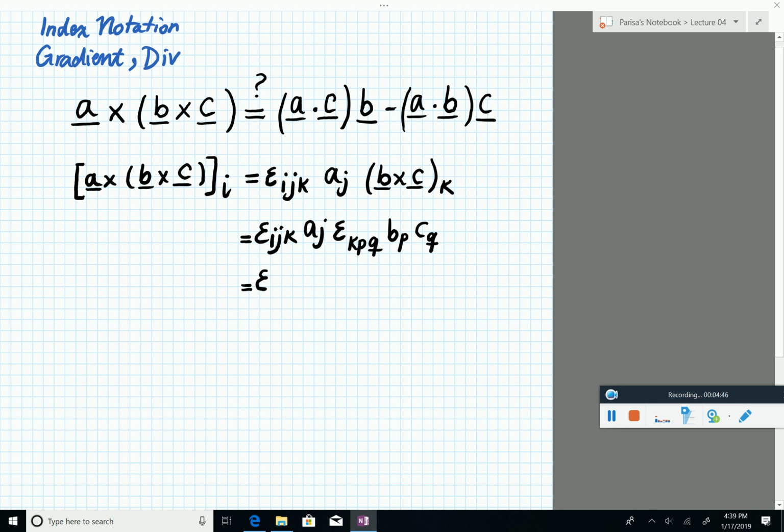Just to make things a little clearer and easier later on, I change the permutation index ijq to kij. I could do that, right? It's the same permutation. I'm doing that because, if you remember, last time we learned about an identity involving two permutation symbols which start with the same index. That's where I'm going.